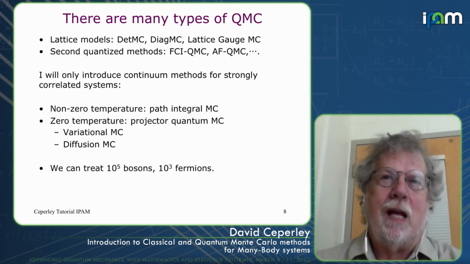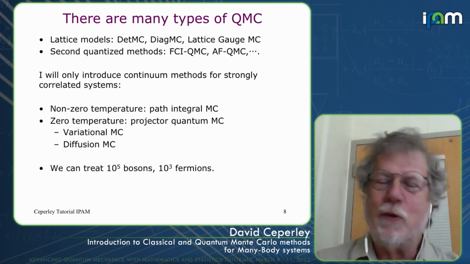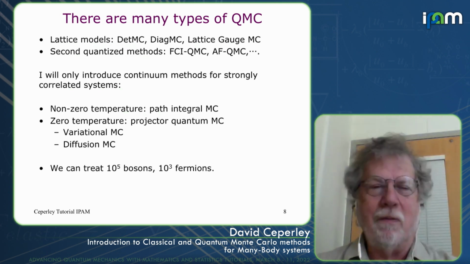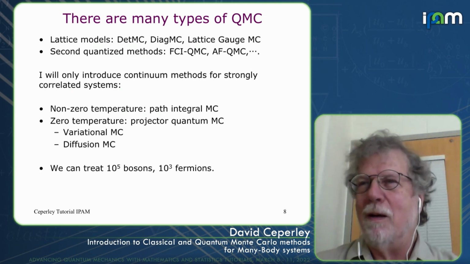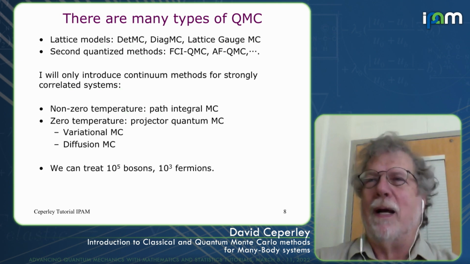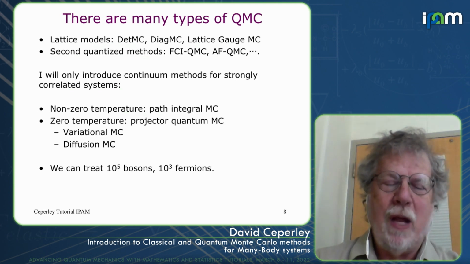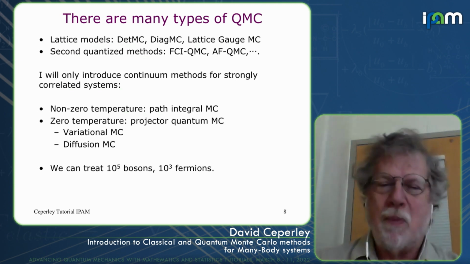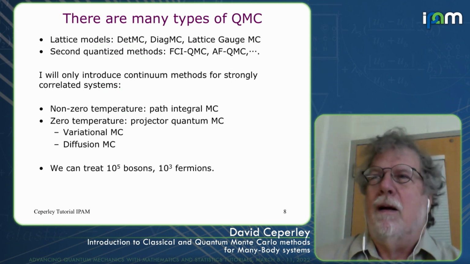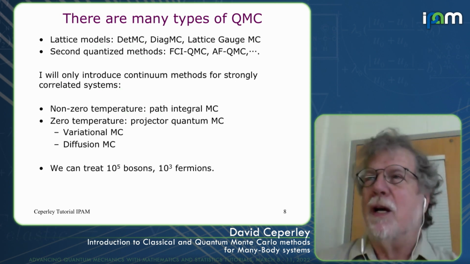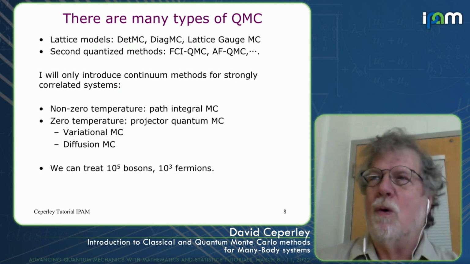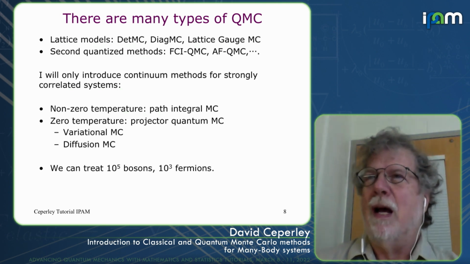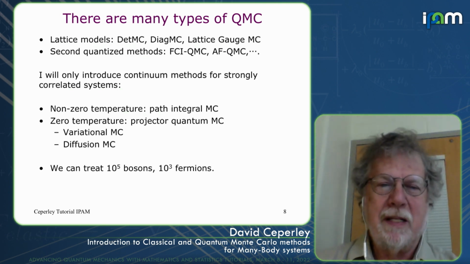And these are very much like the previous talk, right? In fact, they're the ancestors of what he was talking about previously. We can treat something like 100,000 bosons with these methods, or 1,000 fermions without too much trouble nowadays.